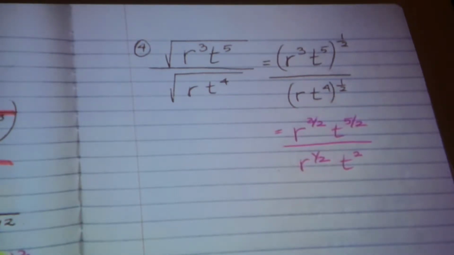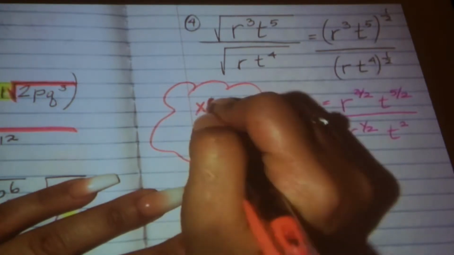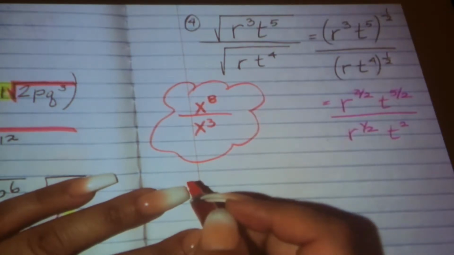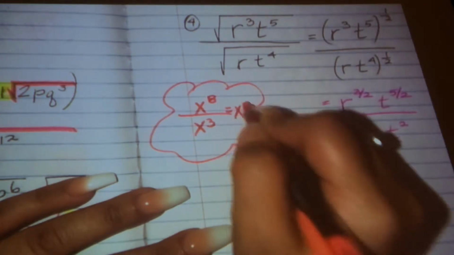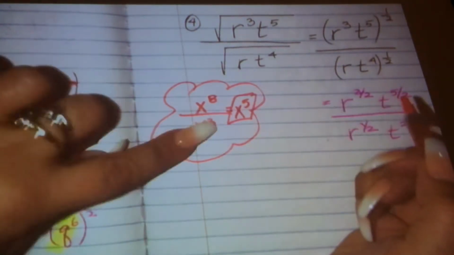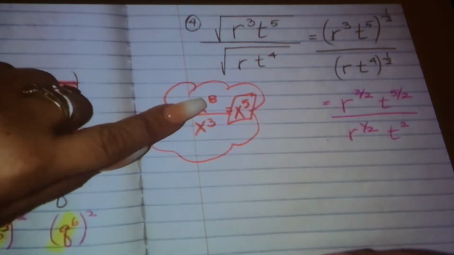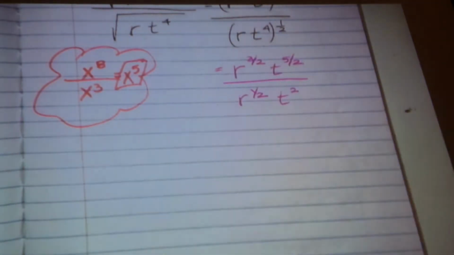Questions so far? Alright, so remind me from, I don't know, 4 years ago when you learned exponents. If you have x to the 8th on top and x cubed, what does that equal? X to the 5th. You cancel and then you end up subtracting 8 minus 3, right? So whenever you divide exponents, you subtract. So aren't we dividing here? So this time we're going to subtract. These two are going to get subtracted, and then these two are going to get subtracted.